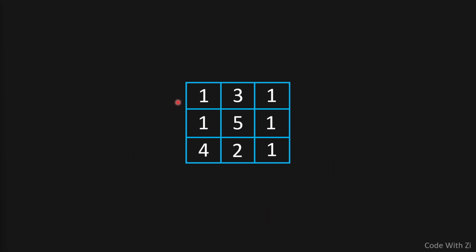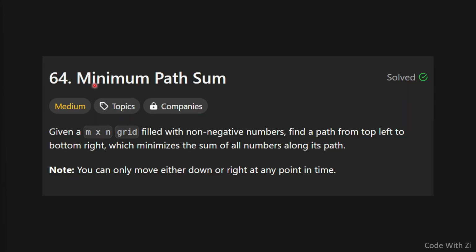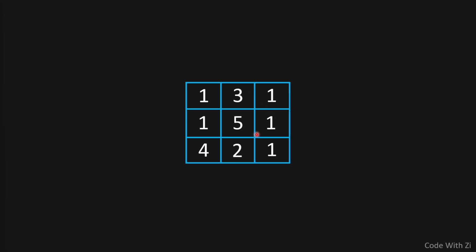In today's video, we gotta go from this position here all the way to this position here. Why? Well, that's because this is what LeetCode 64 minimum path sum is asking us to do. As you can see, it says we're given an m by n grid like this, and it's filled with non-negative numbers. Well, non-negative numbers indeed.